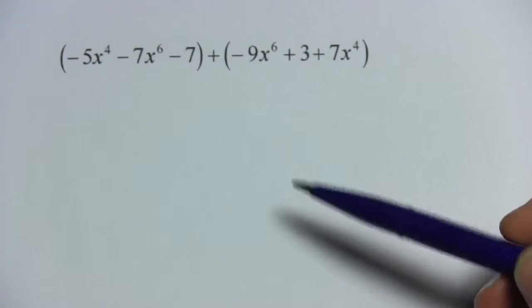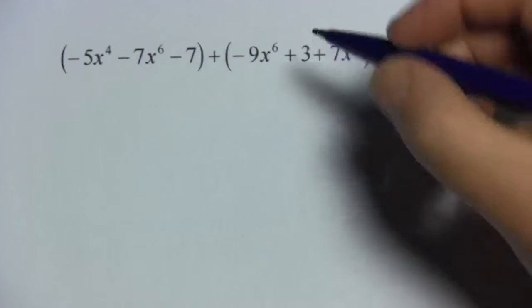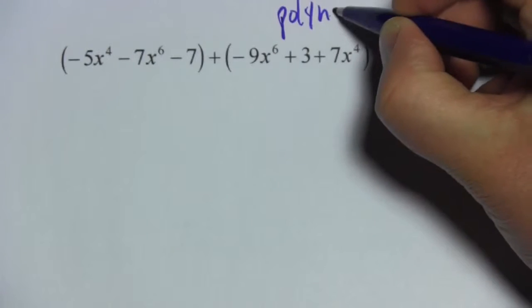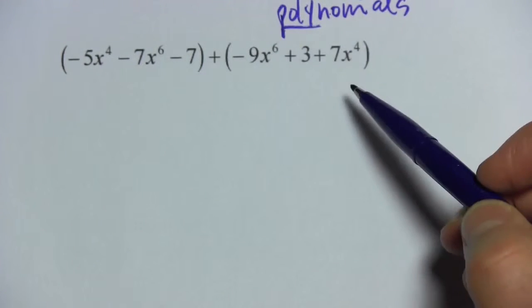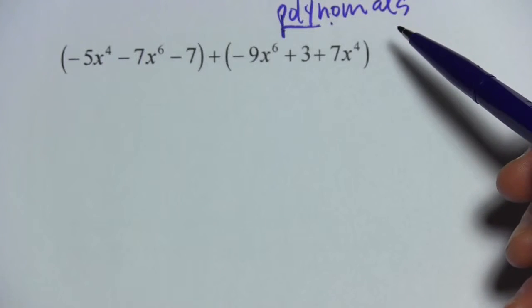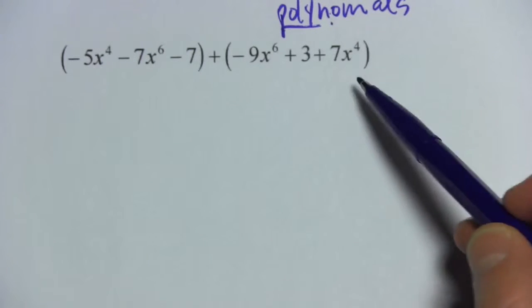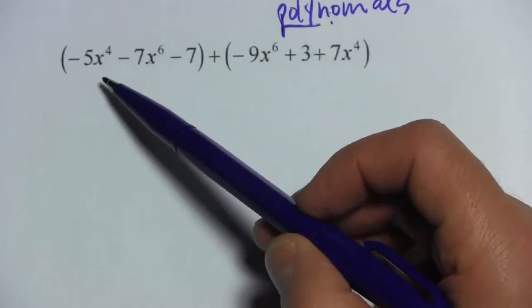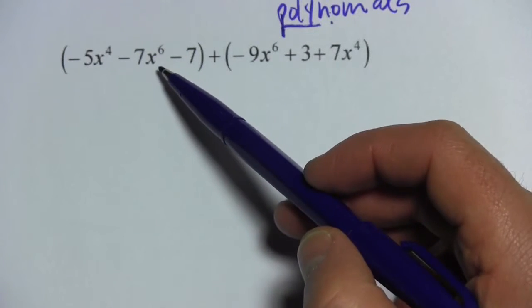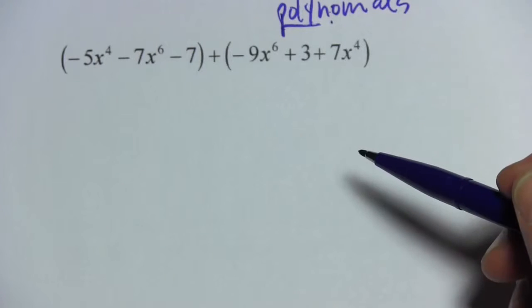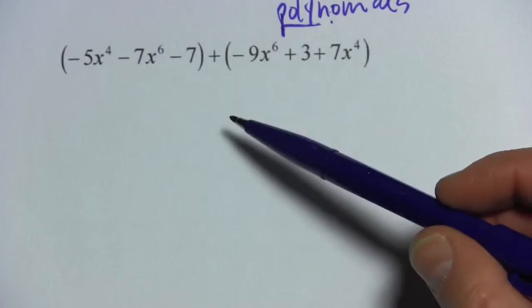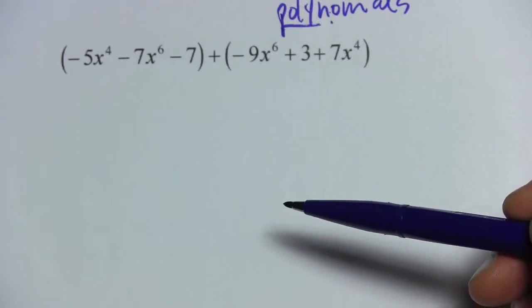In these problems, we are adding polynomials, and polynomials is a big fancy Greek word. It just means, well, poly means many, and nomials really means name. It just means these expressions like this one that have many terms. We've got in this one an x to the fourth term, an x to the sixth term, a number term, and same thing in this one. So they're polynomials. When we add them, it's just like combining like terms.